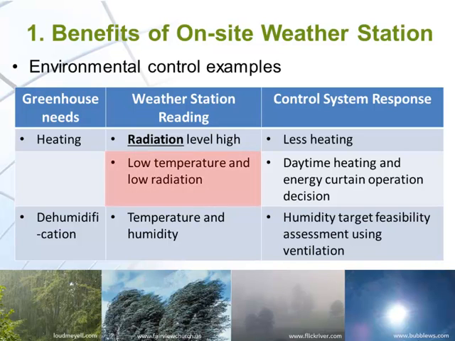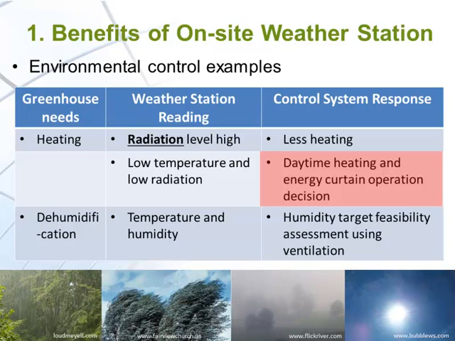For example, when outside temperature is extremely low and the sky is overcast, it may not be justified to open the energy curtain to raise greenhouse temperature when the radiation level is low.